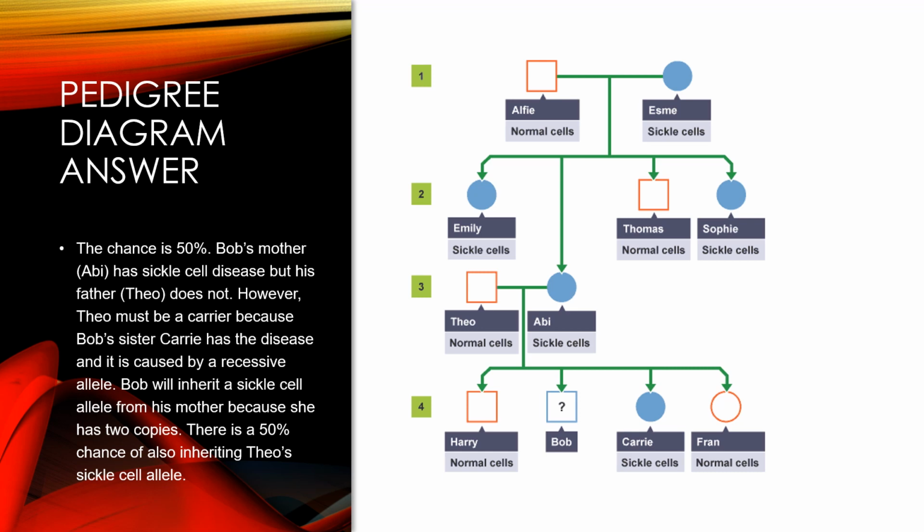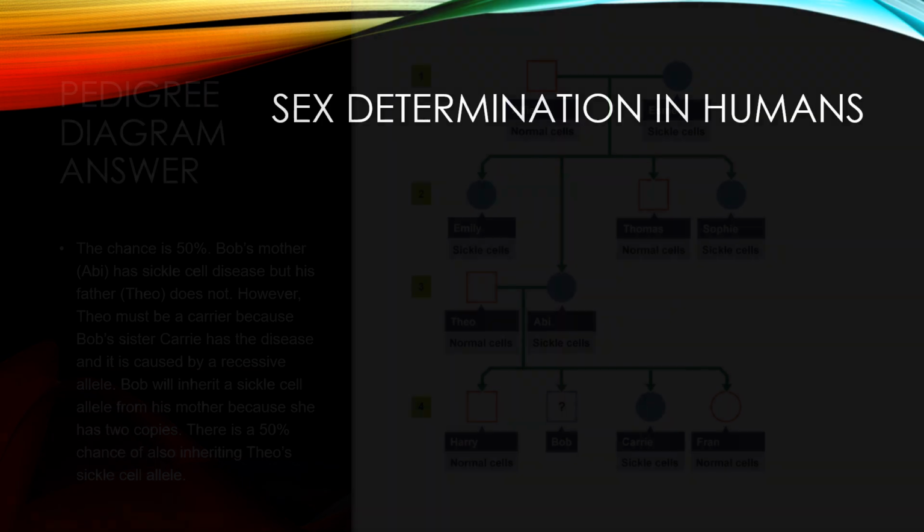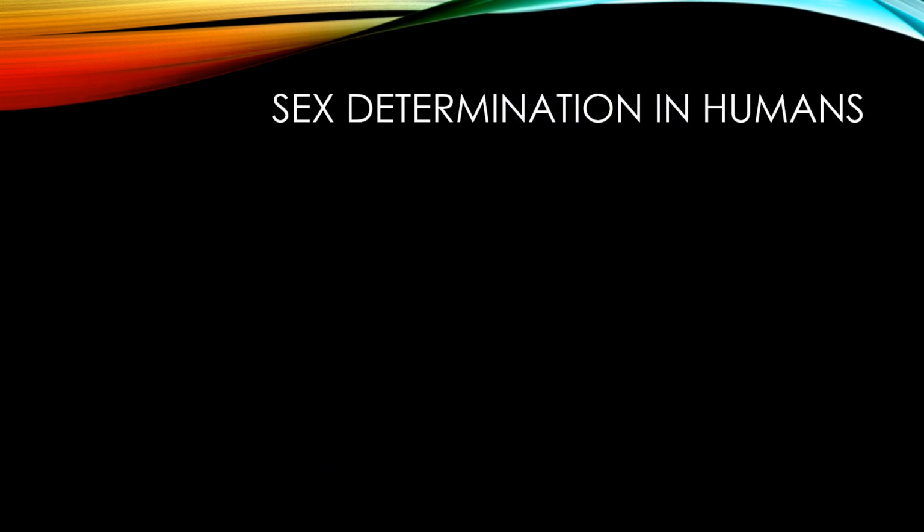Be careful though. The chances of them having a kid who's got sickle cell anemia is 50%. However, if it says what's the chances of them having a boy with sickle cell anemia, well, you have a 50% chance of having a boy, so it's 50% of 50%, which is 25%. So just be careful how those questions are asked. But that's pedigree diagrams.